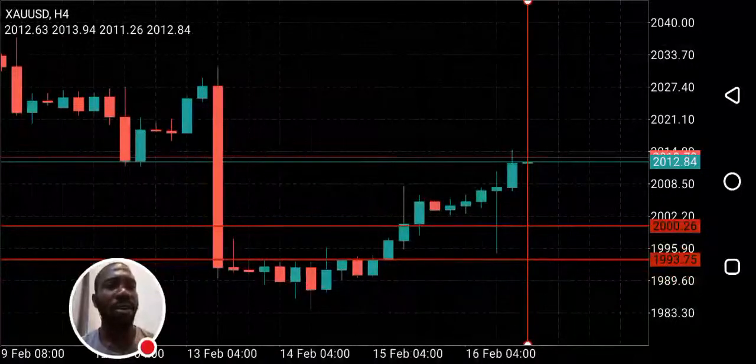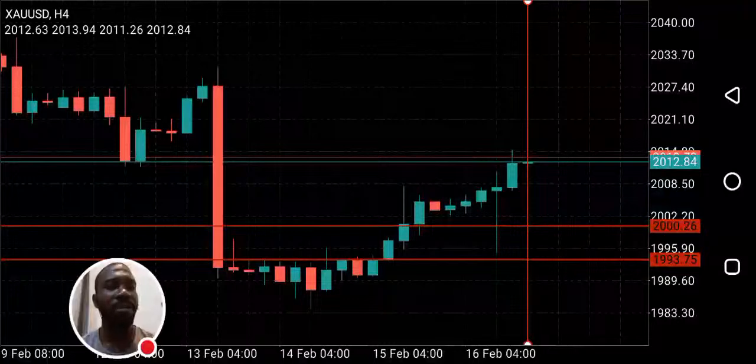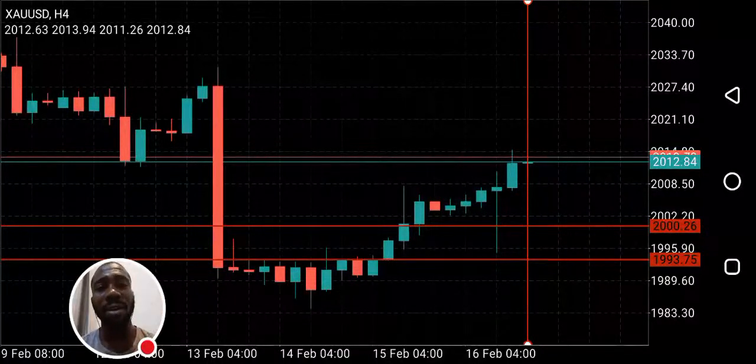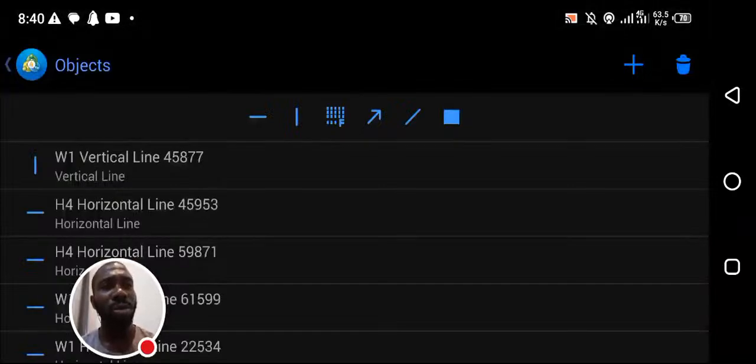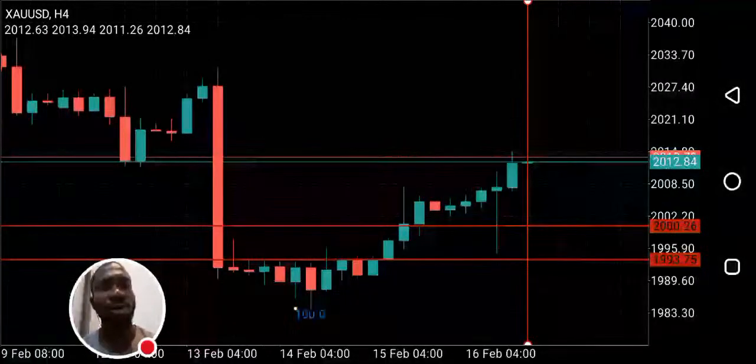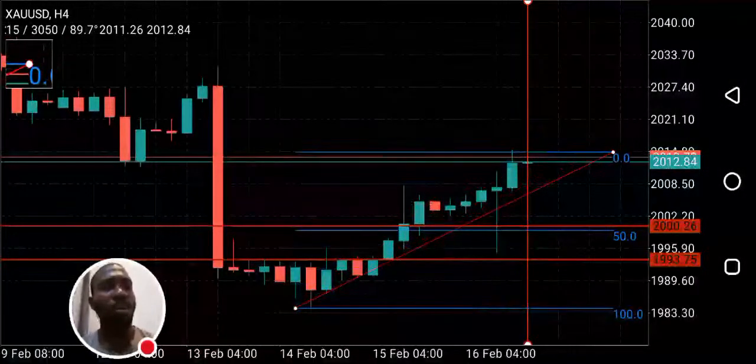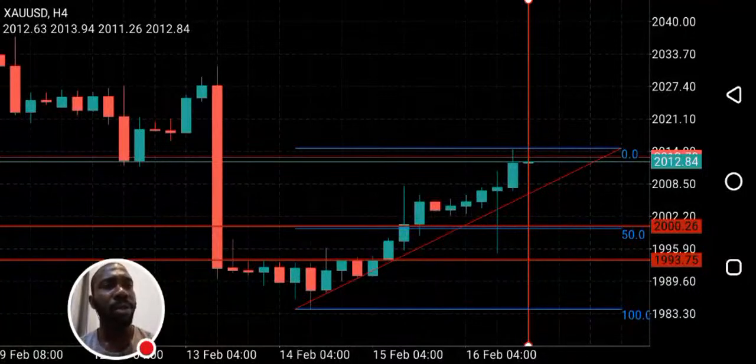Do we have a fair value gap here? Can you identify a fair value gap on this time frame? If you can't identify a fair value gap, just pick your Fibonacci tool. Take it from the swing low to the swing high, and wait for price to pull back to discount, sorry, not premium, to discount.